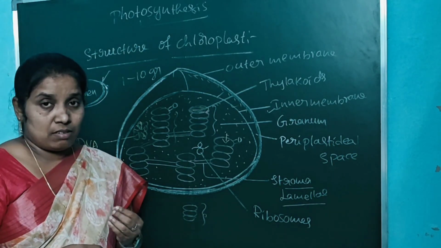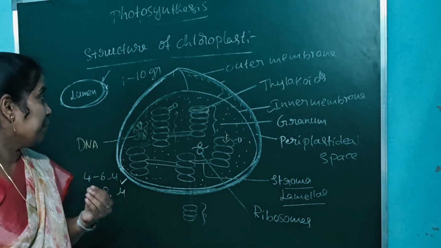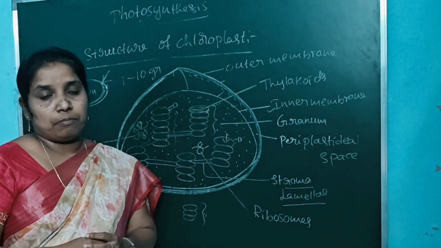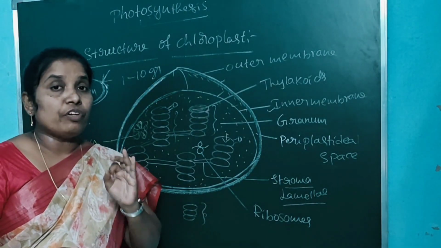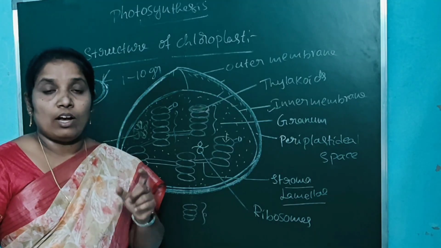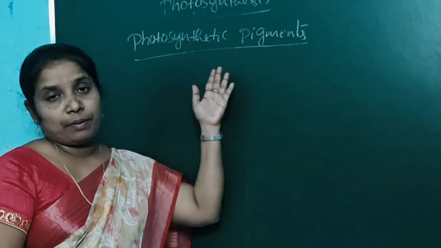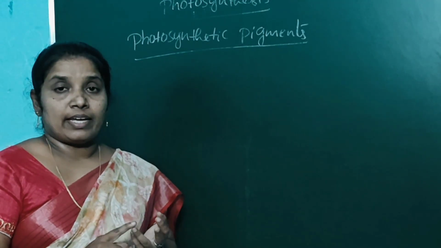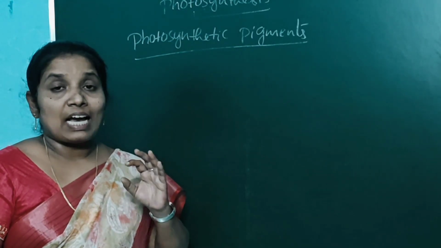The pigments such as chlorophylls, carotenoids and xanthophylls are present on the membrane of the thylakoid or grana. So the site for the light reaction is the granum, because chlorophyll pigments, xanthophylls and carotenoids are located on the membrane of the thylakoids. So let's see the photosynthetic pigments. They are present on the membrane of the thylakoid.